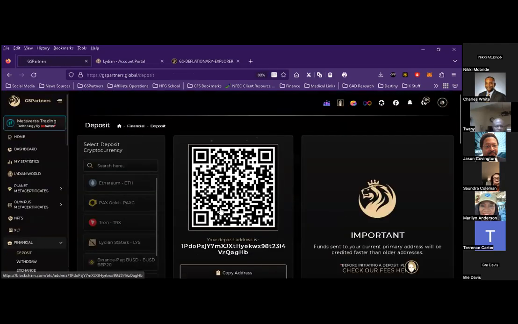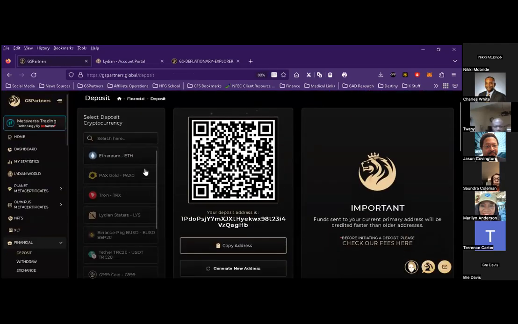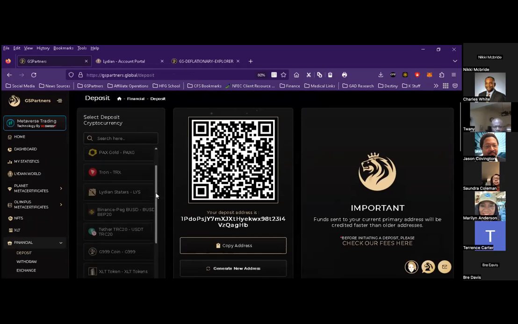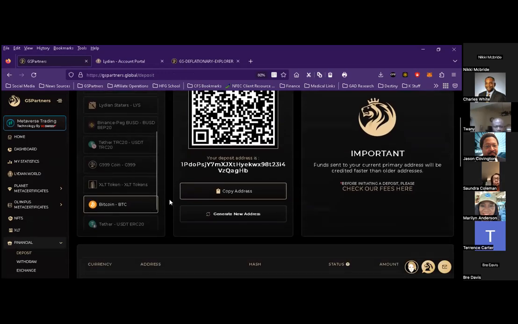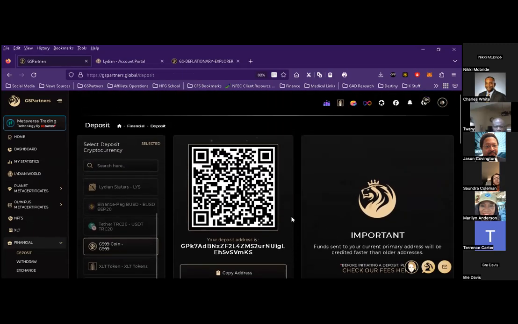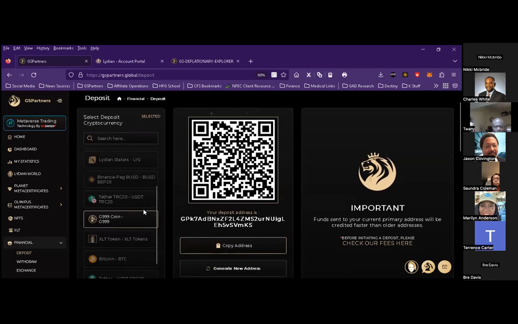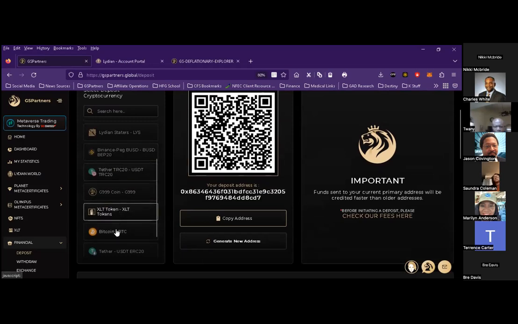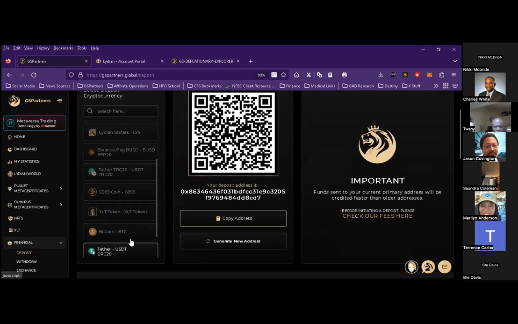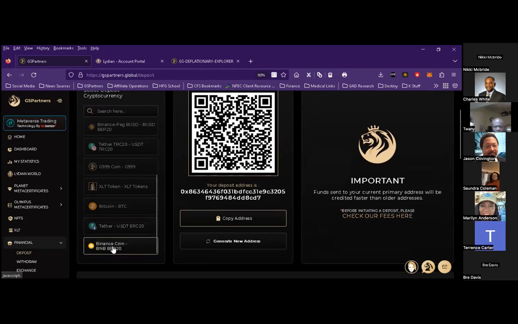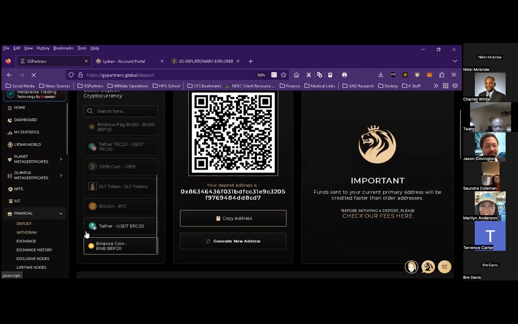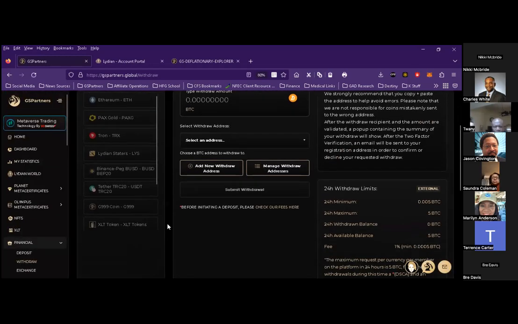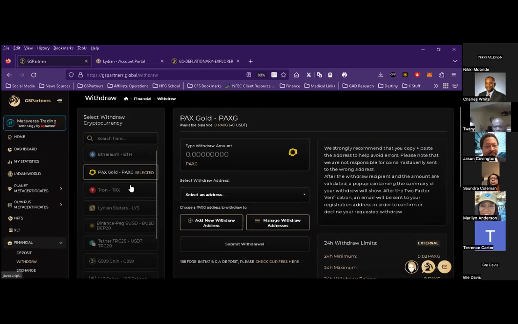Financial, under deposit, is where you can actually deposit different cryptocurrencies. Each one of these has their own address book. So if I wanted to send G999 coins, no, you wouldn't send it from here, but this is where you can deposit them. Each one has its own QR code and different address based upon its cryptocurrency type. To withdraw, you actually have an address book for each one of these blockchains.